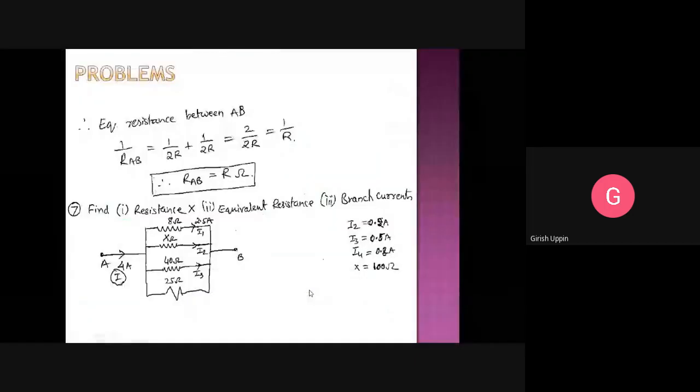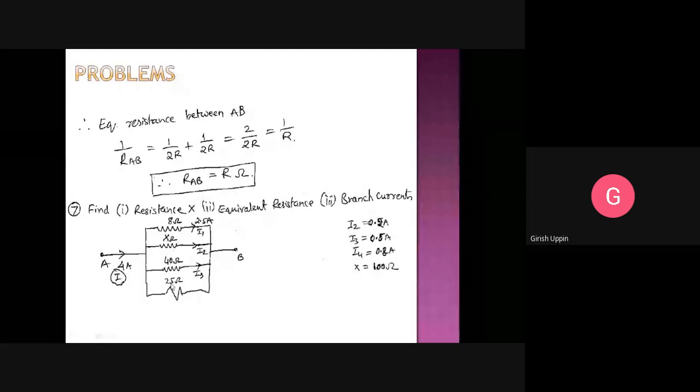Okay. Now, once we know I2, we will use the formula V is equal to X into I2. Now, the only unknown in that equation is X. So X is equal to V by I2. V is 20, I2 is 0.2. So 20 divided by 0.2, we get 100 ohm. Now we know all the resistances. This is 8 ohm, this is 100 ohm, this is 40 ohm, and this is 25 ohm.